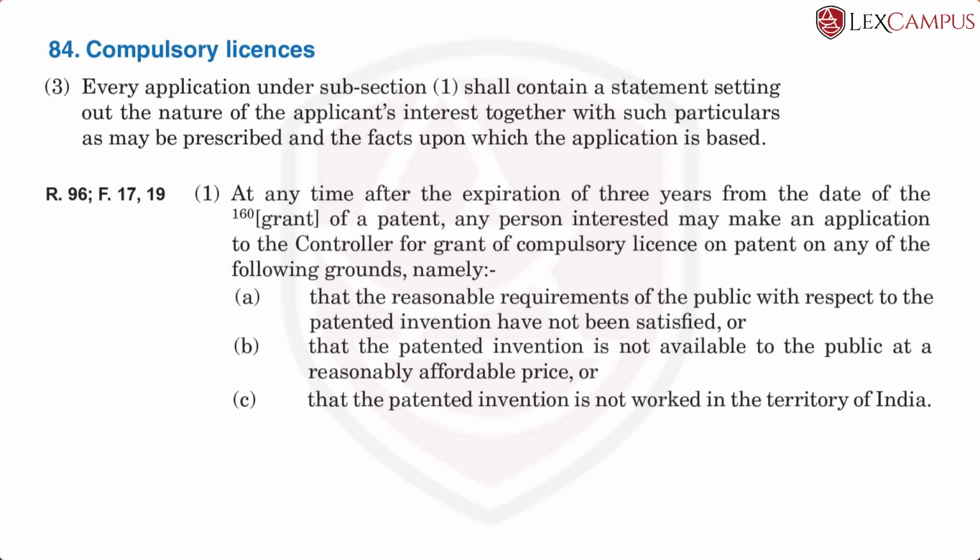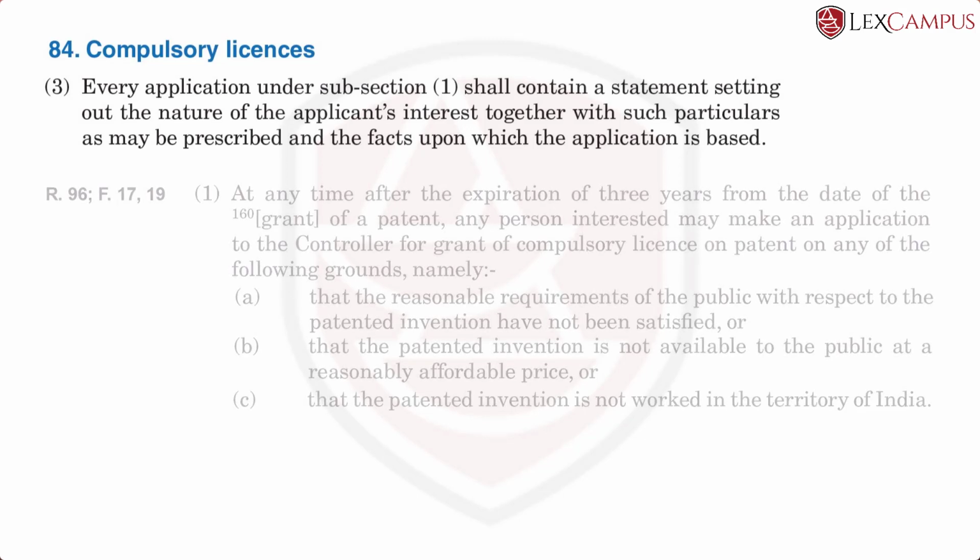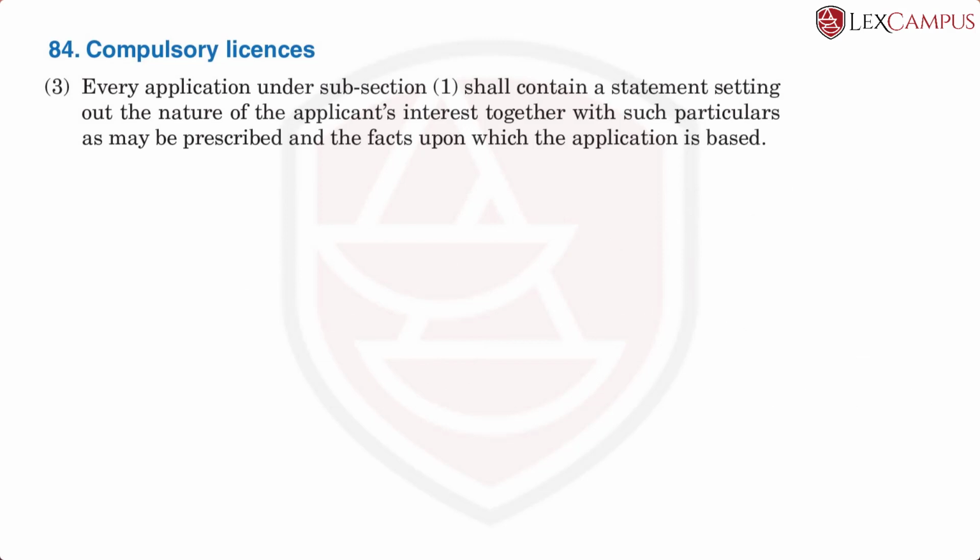3. An application under 84(1) shall contain a statement setting out the nature of the applicant's interest together with such particulars as may be prescribed and the facts upon which the application is based. So, a person interested will have to demonstrate his interest. So, the nature of an applicant's interest has to be demonstrated, and he has to set out the facts on which he is making the application.